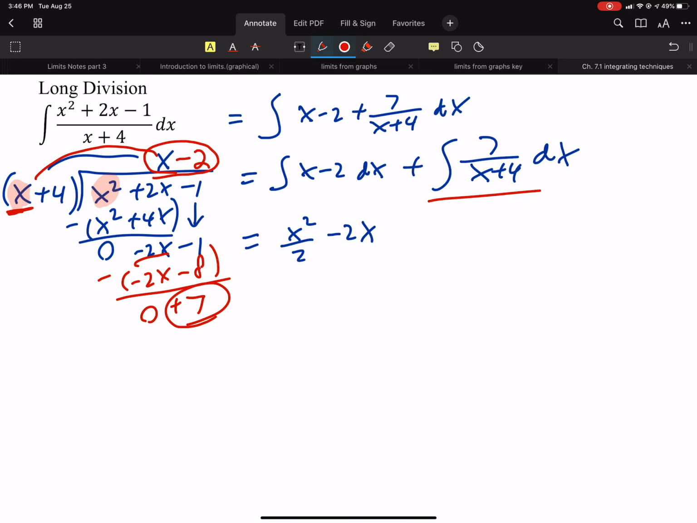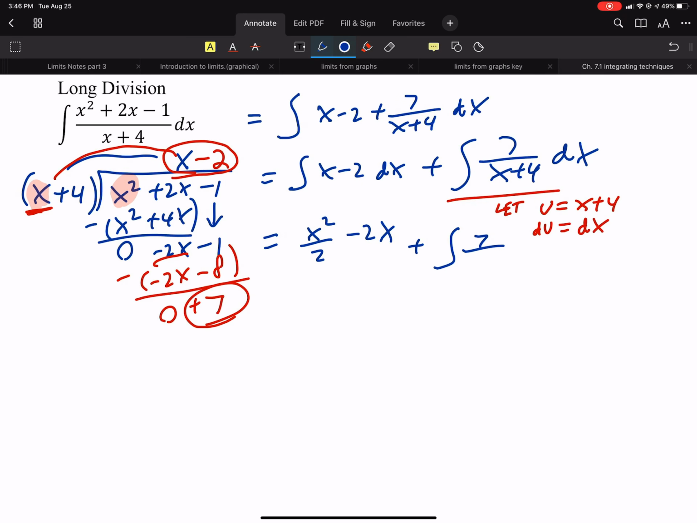But it's a function. So we want the denominator to be a single variable. So we will let u equal x plus 4, making the denominator just a single variable. And then we find the derivative of u, which should just be dx. And now we just replace things. So the 7 I will leave there for now. The x plus 4 becomes u, and the dx becomes du.